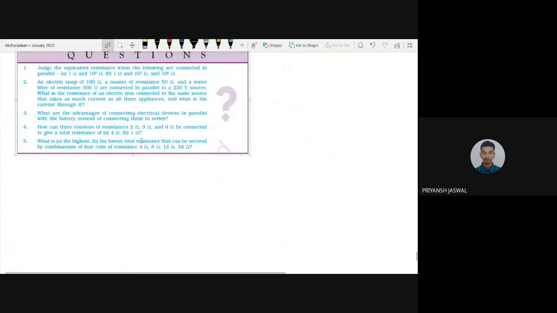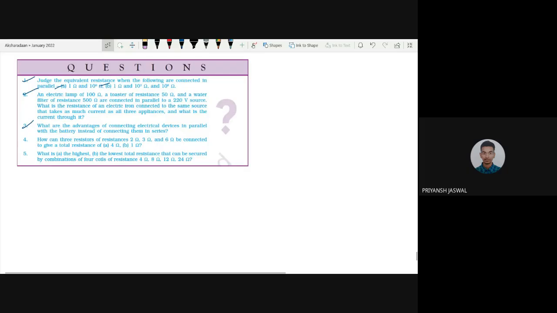Next question. How can three resistors of resistances 2 ohm, 3 ohm, and 6 ohm be connected to give a total resistance of 4 ohm and 1 ohm? This is an interesting question, often asked in exams also. I think it was asked in my 10th exam also.